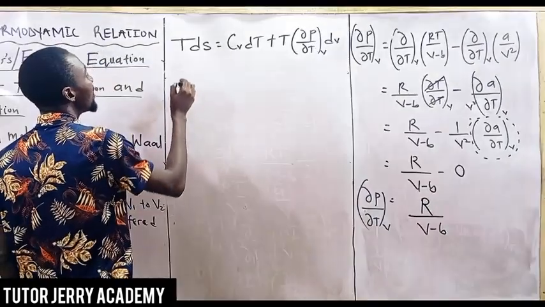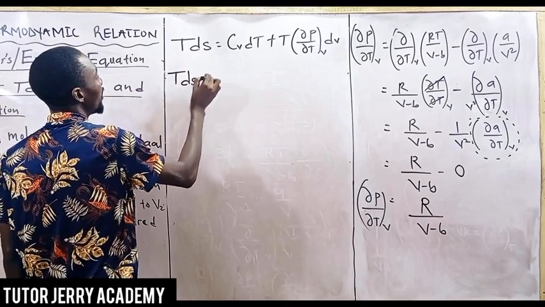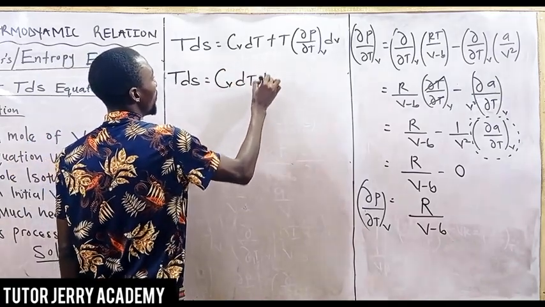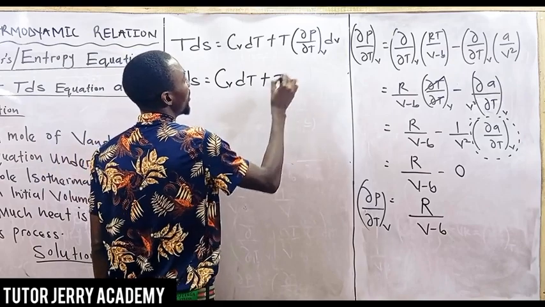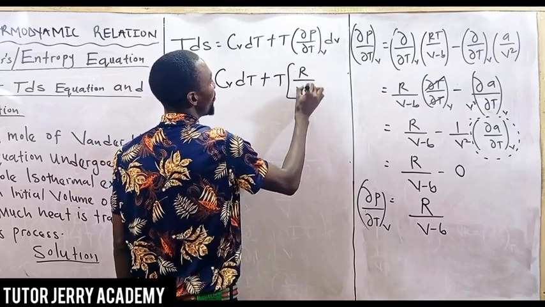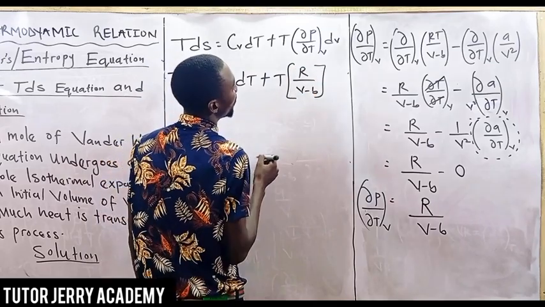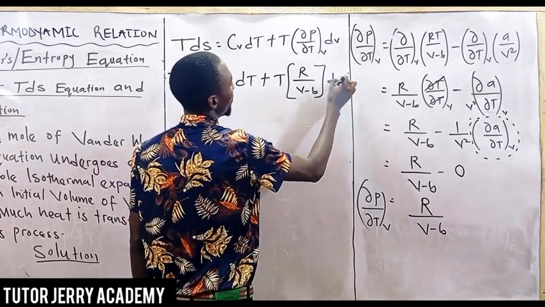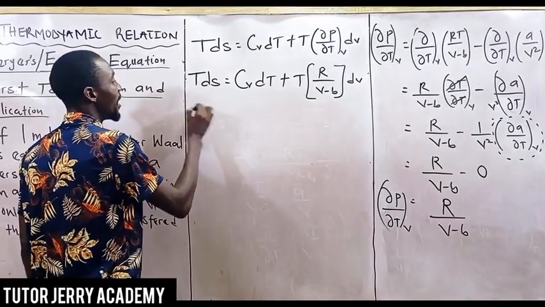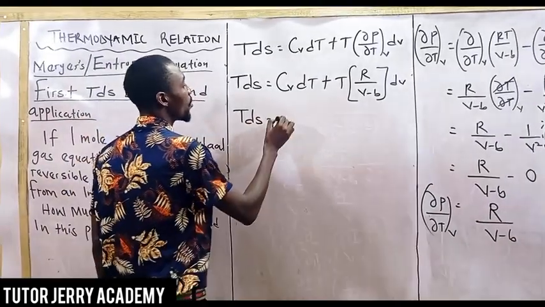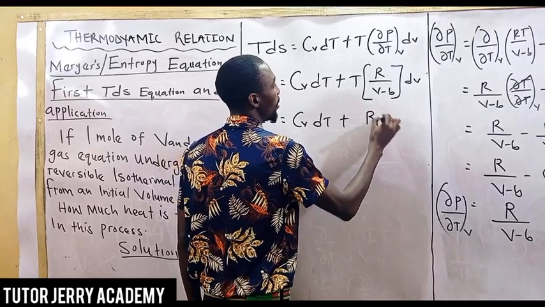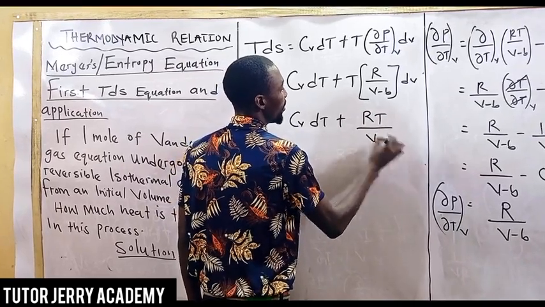We are going to have Tds equals Cv dT plus T into R over V minus b. So R over V minus b. All right, so from here we are going to have Tds equals Cv dT plus RT over V minus b.